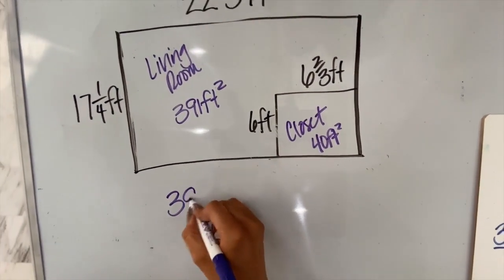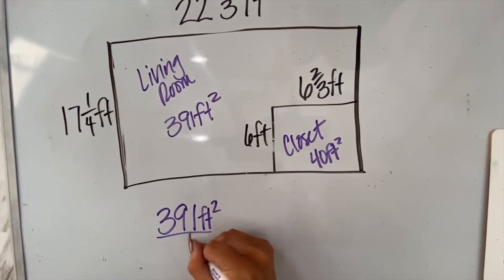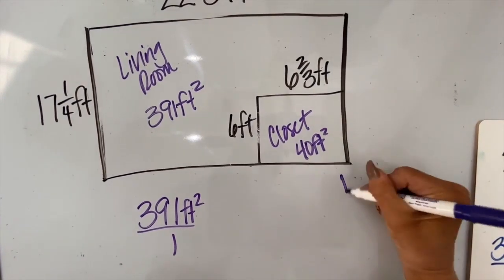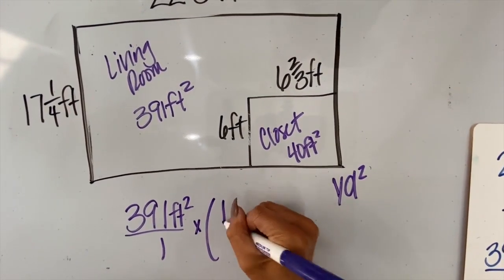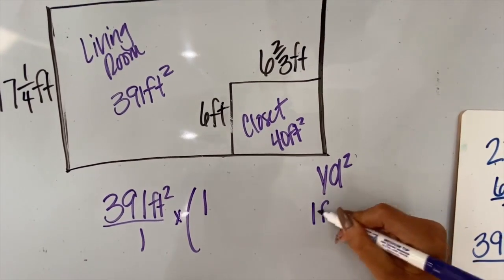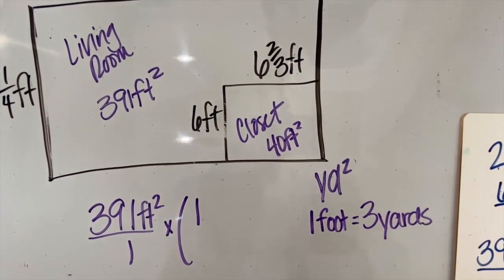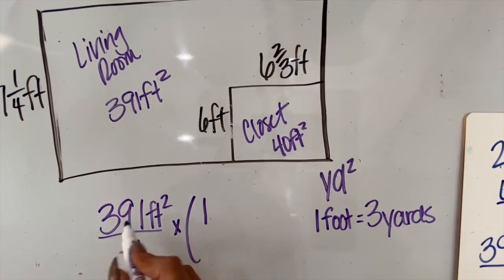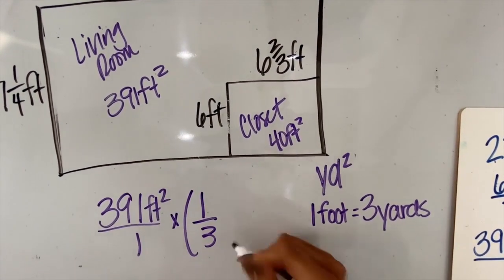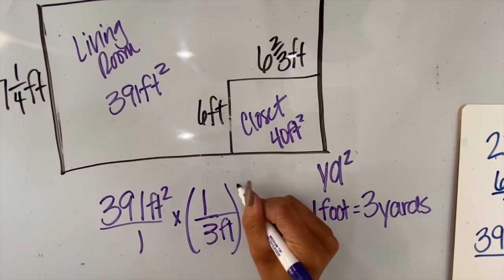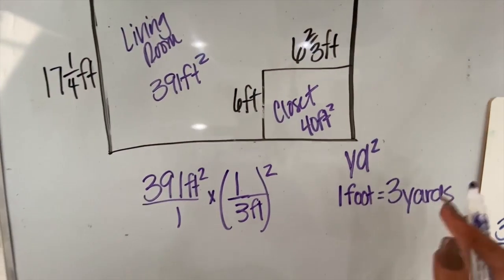So in order to change this into square yards, I'm gonna need to multiply, because essentially 3 feet equals 1 yard. But this is squared. So dividing by 3 is essentially the same thing as multiplying by 1/3. But I need to square this because I'm working in yards squared, feet squared.